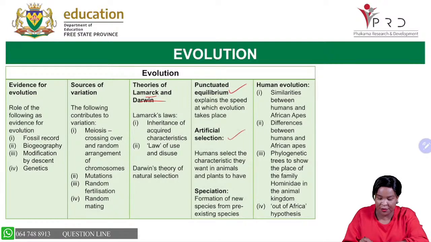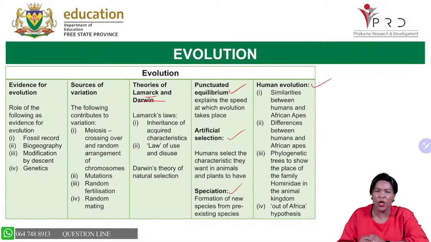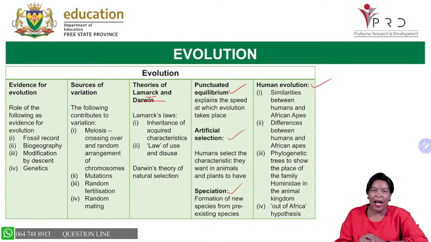Punctuated equilibrium, artificial selection, speciation, and human evolution. So it's quite a lot packed in one topic. So let's get right into it. So when you are asked, this is now a question. Remember, we are playing with possible questions that may come per topic.